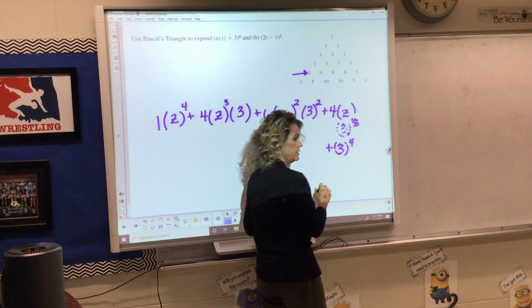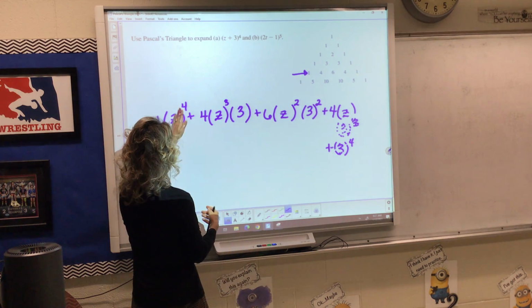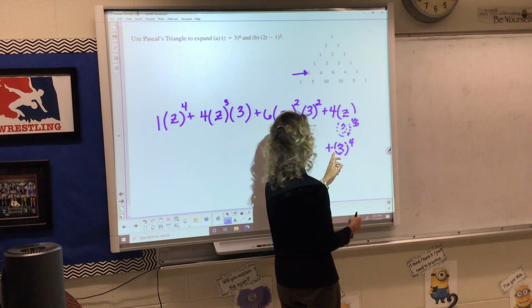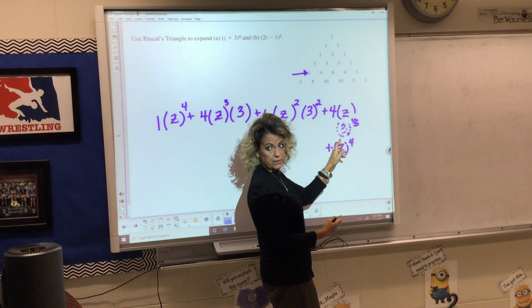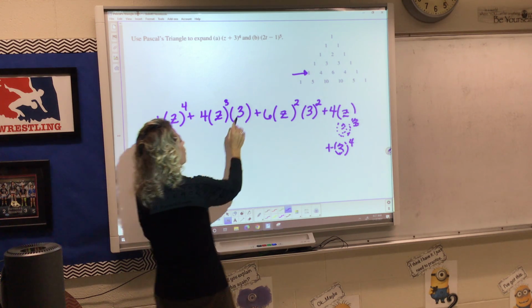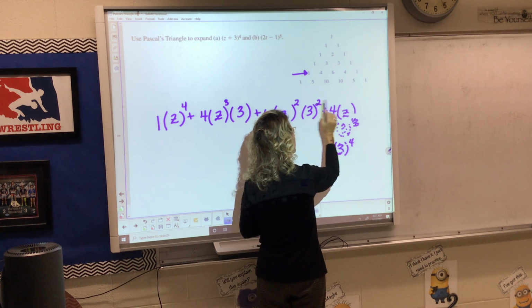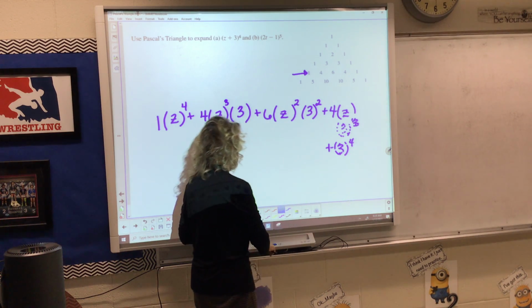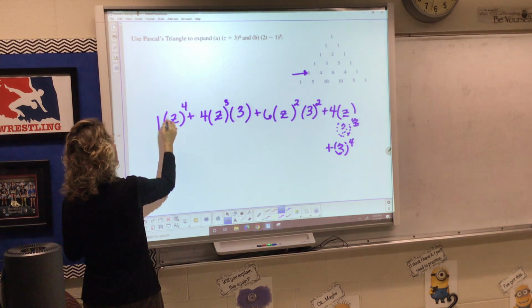4th. Yes? So let's just step back and check. I have z to the 4th, z cubed, z squared, z to the 1st, z to the 0. I didn't miss any, did I? So now let's check our second term. No 3's here, 1 here, 2 here, 3 here, 4 there, yes? So now I need to start simplifying.